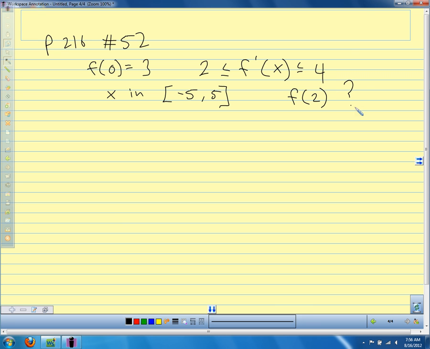So we don't necessarily have to go through the entire procedure, but let's think about how we would go about this. We have a value of the function at a point, and we know the maximum and minimum possible derivatives in this interval. So we want to know what would be the maximum and minimum possible values for f of 2. How would we go about this? What do you think, Brad?